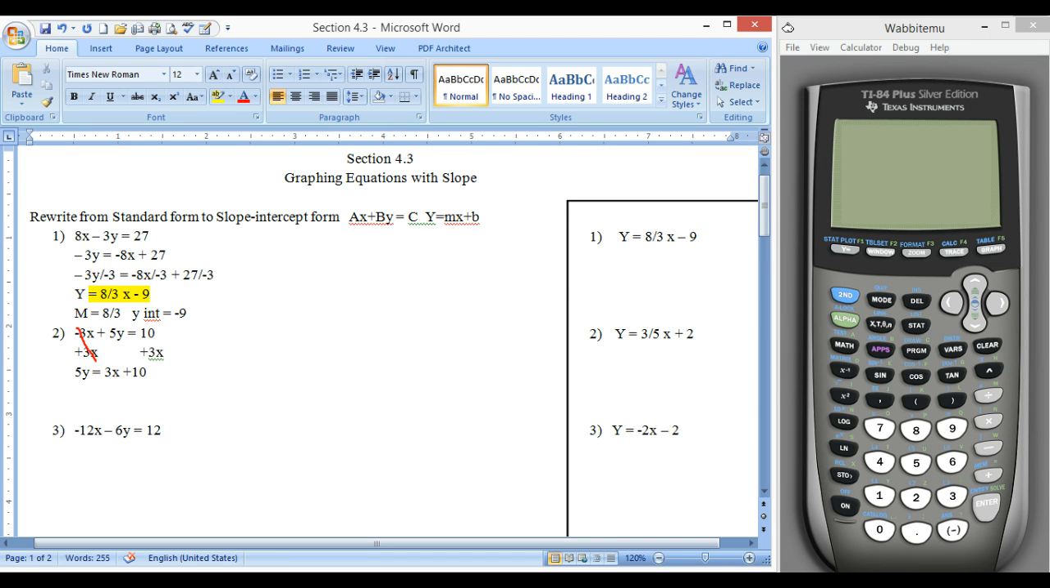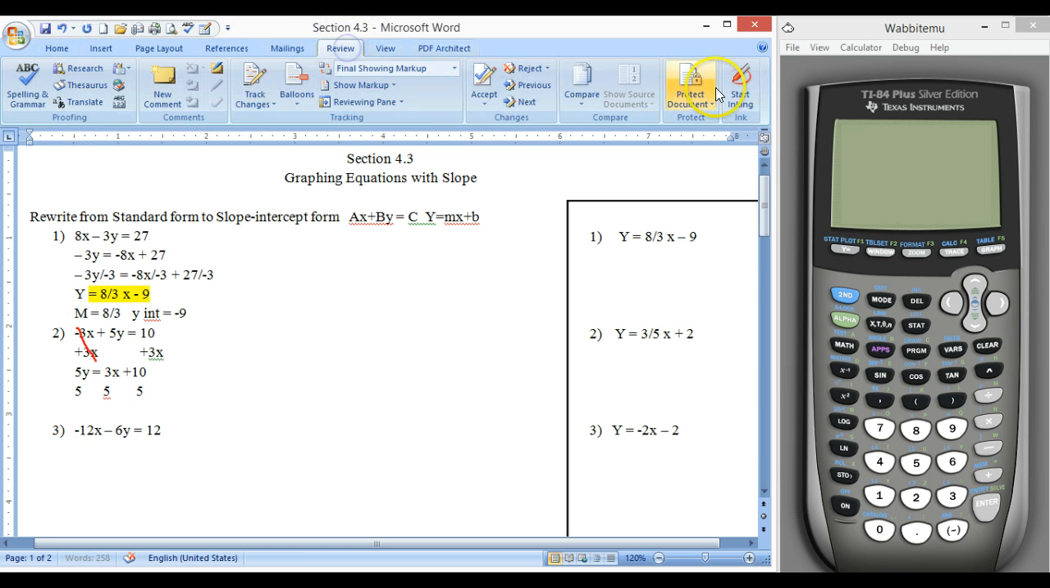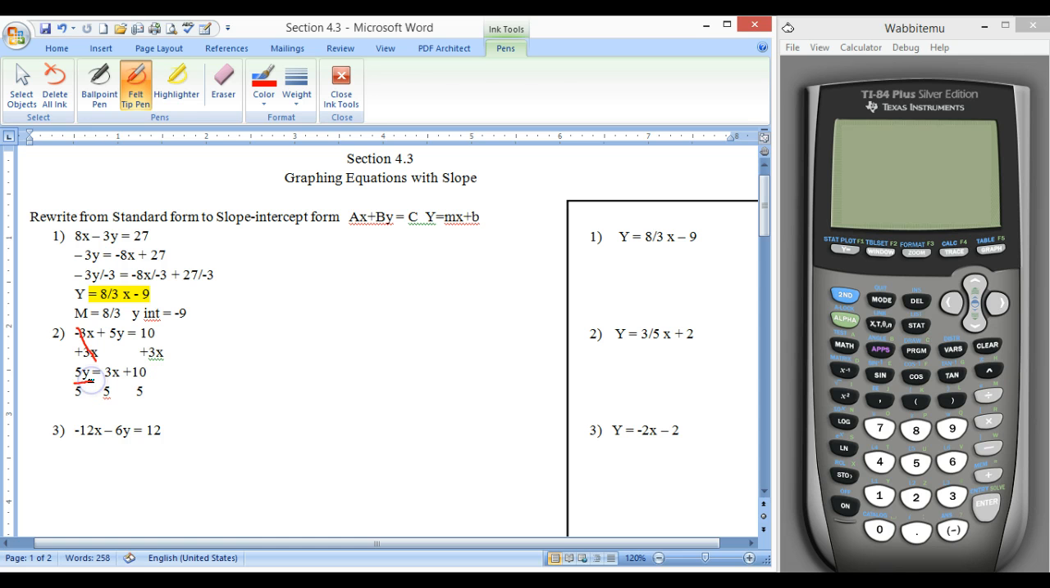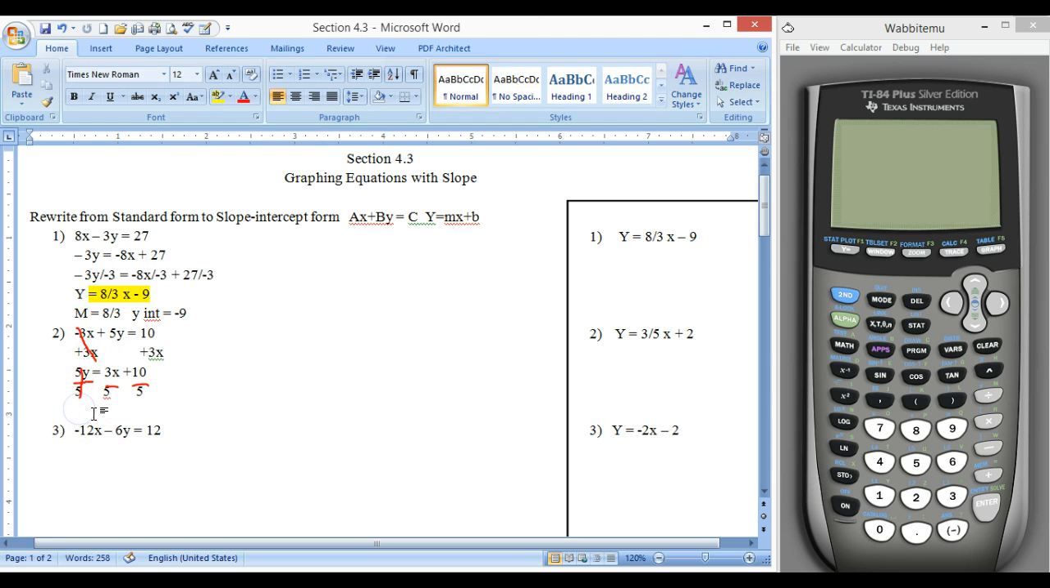So to do that, to try this new way, I'm just going to put a 5 underneath every single one of these. There we go. And doing a division sign. So I would be dividing here and here and here. And then 5 divided by 5 is 1, or you can say it cancels, and I'm left with y, which is good because that's what we wanted to isolate. So y equals, and I have 3 over 5 here, times the x, and 10 divided by 5 is 2. And there we go.